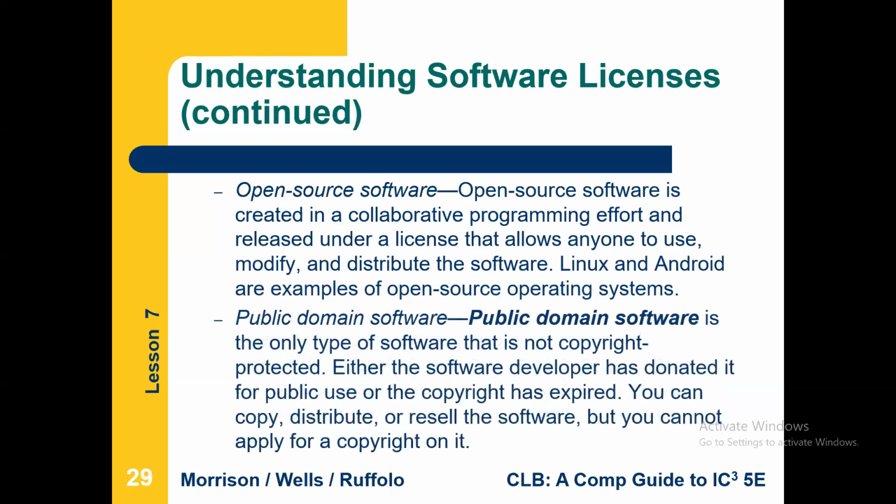Then you have the open source software. Open source software is created in a collaborative programming effort and released under a license that allows anyone to use, modify and distribute the software. With open source software, nobody owns the source code. It's like a group of programmers who come together and say, okay, fine, let's develop a software. I'll develop some parts and make it available. Another person can take my piece of code, modify it, enhance it, and then leave it to the community. Those are what we refer to as open source software.